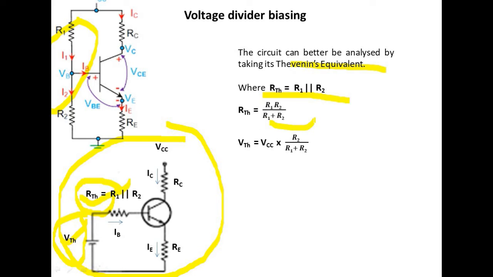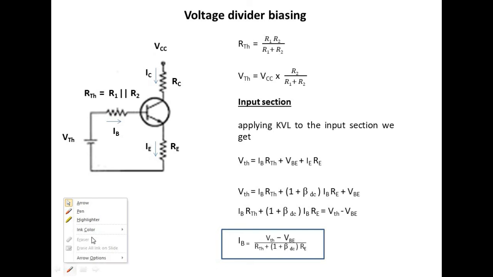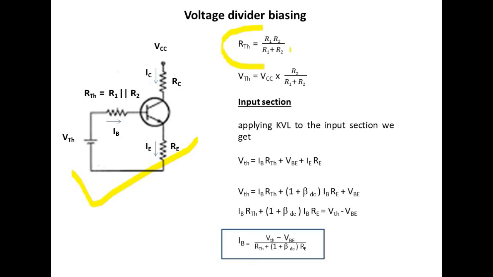That is, RTH will be equal to R1 R2 upon R1 plus R2. VTH will be equal to VCC into R2 upon R1 plus R2. Means VTH will be equal to the voltage drop across R2 provided by the supply VCC. So now we have got the Thevenin equivalent of the voltage divider circuit, where RTH is given by R1 R2 by R1 plus R2, and VTH is given by VCC into R2 by R1 plus R2.